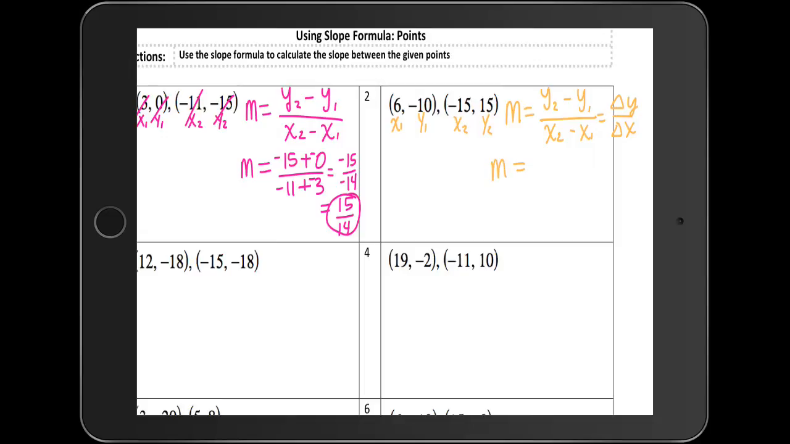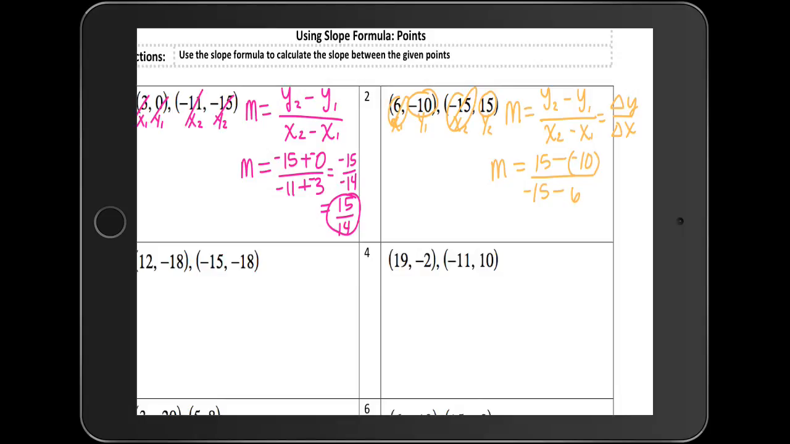And then I start plugging into my formula. M equals y2. Well, if I look right here, y2 is 15, so I'm going to write 15. I'm going to write subtract because that's what the formula asked me to do, and I'm going to subtract y1. y1 is negative 10, so I'm over here, I'm actually subtracting negative 10. So I should have subtract negative 10 there. I can put parentheses around the negative 10 if it makes me feel a little more comfortable. X sub 2 was negative 15, so I write negative 15. That came from right here. Subtract, because the formula asks us to subtract. I'm subtracting x1, which is 6, so I subtract 6 down here.